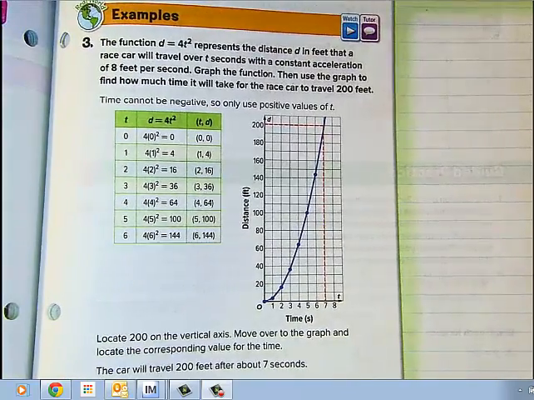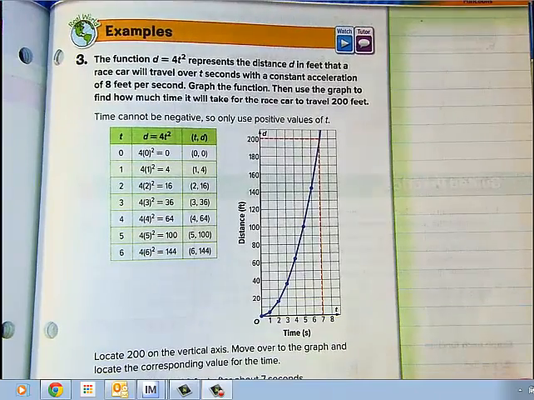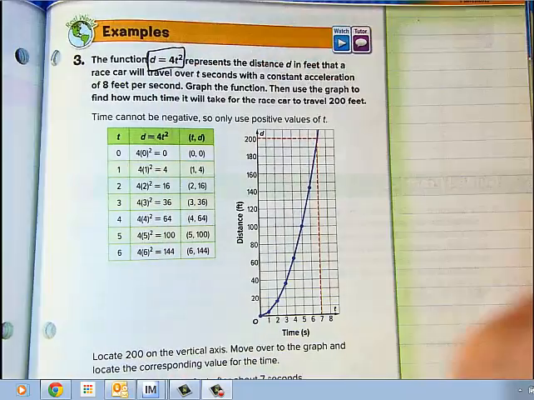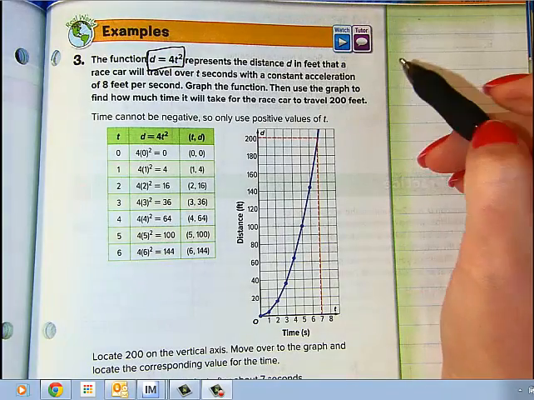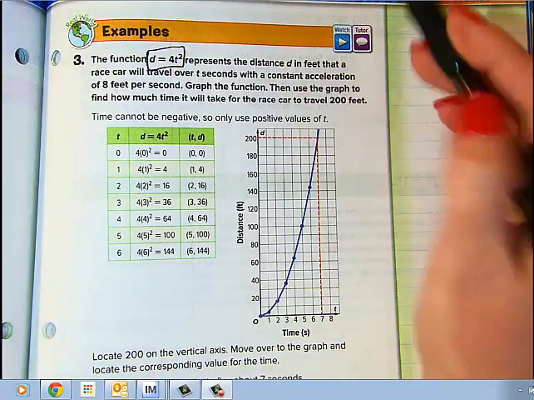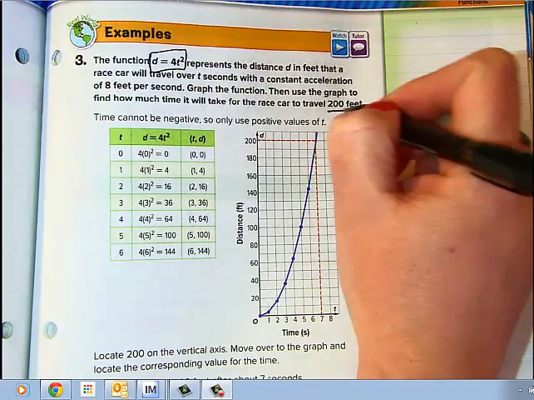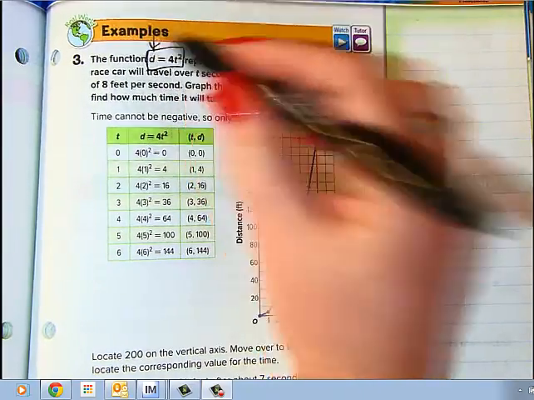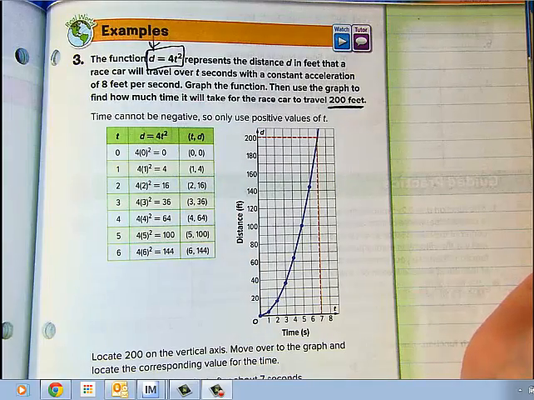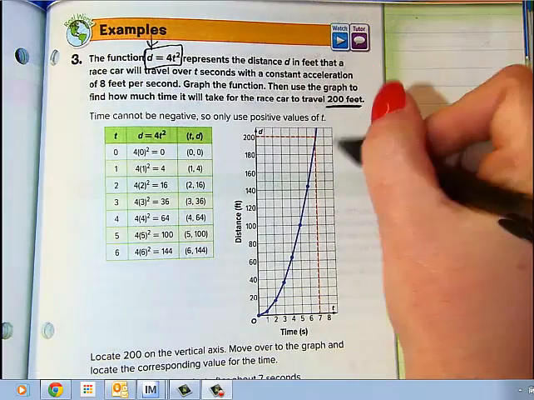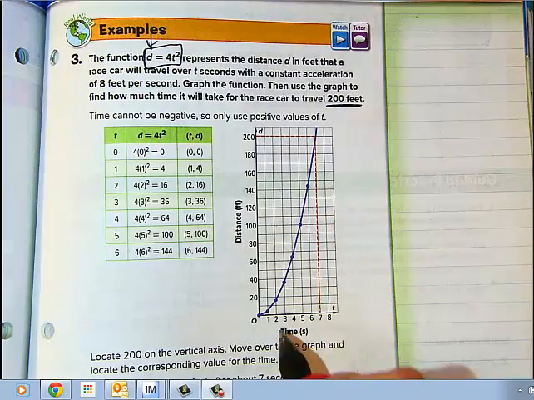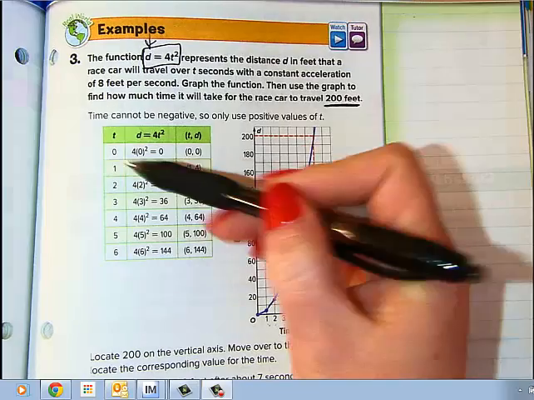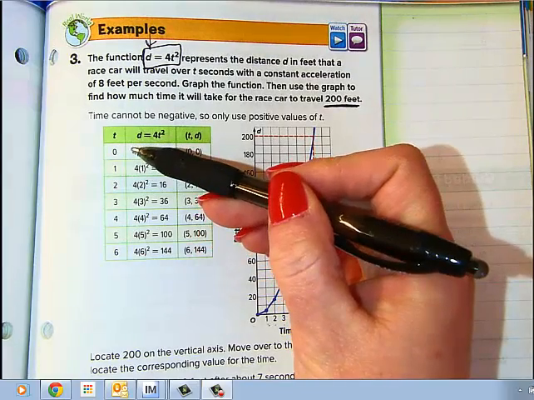All right, this next one, it says, here's my equation, and it says, use the graph to find out how much time it will take the race car to travel 200 feet. So 200 is what I want for my D, because it says how long will it take for it to go 200 feet. So I can graph this. It's broken into 0, 1, 2, 3, 4, 5, 6, 7. So that's what I would use as my T.